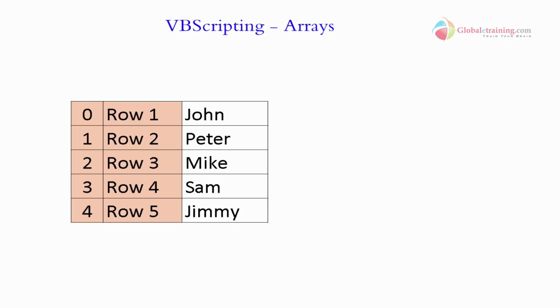In a single dimensional array, let's say for example we have a list of friends: John, Peter, Mike, Sam, and Jimmy. When you declare an array and use these values, they get an index value starting with 0: 0, 1, 2, 3, 4, and you can see there are actually rows 1, 2, 3, 4, and 5. So your index always starts with 0. 0 is the very first element, which would be your first row if you were to look at it as a spreadsheet or list of things. The first element would have an index of 0.